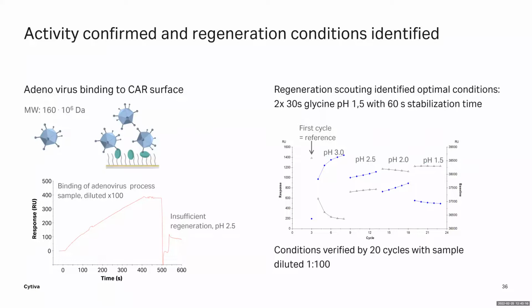Passing adenovirus over the surface, it was necessary to optimize binding. Regeneration conditions had to be worked out that would successfully remove adenovirus without affecting ligand activity. After testing multiple conditions, the final results were 2 injections of 10 millimolar glycine pH 1.5, and then 60 seconds of buffer wash afterwards to let the surface stabilize.